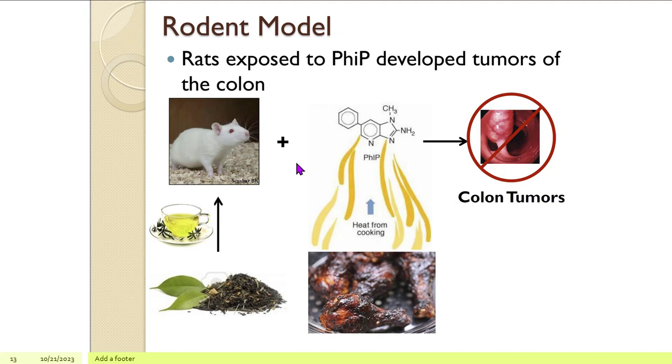And what they found is that if they gave the rats green tea prior to exposing them to the PhIP compound that comes from the charred meat products, they did not develop the colon tumors. So in this case, the green tea is providing protection against the mutation of their DNA. That is pretty striking. So I guess if you're going to continue to eat burnt meat off of a grill, you should drink your green tea before you do that.